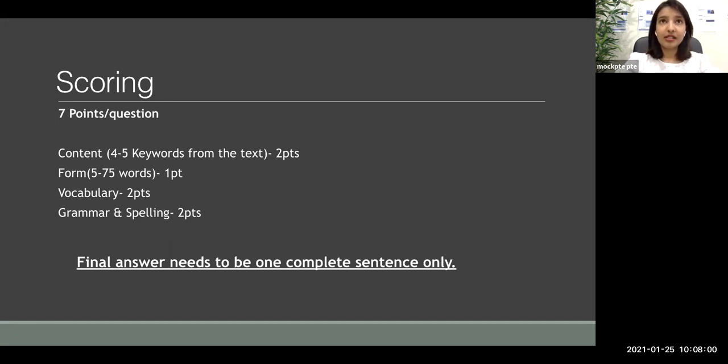But if you write around 60, 70 words in a single sentence, the sentence structure becomes too complicated and you might end up with grammar mistakes. At the same time, if you write too short, only like 10 words or 15 words, you will have only very few matching keywords from the question. So your content is being compromised. So you should not write too short. At the same time, you should not write too long.